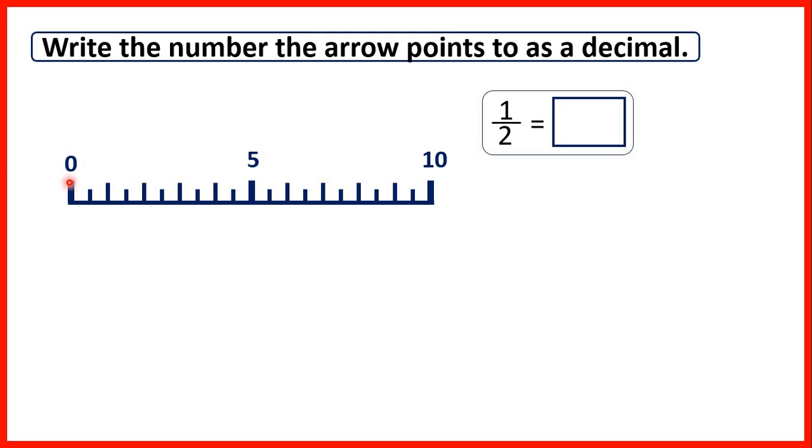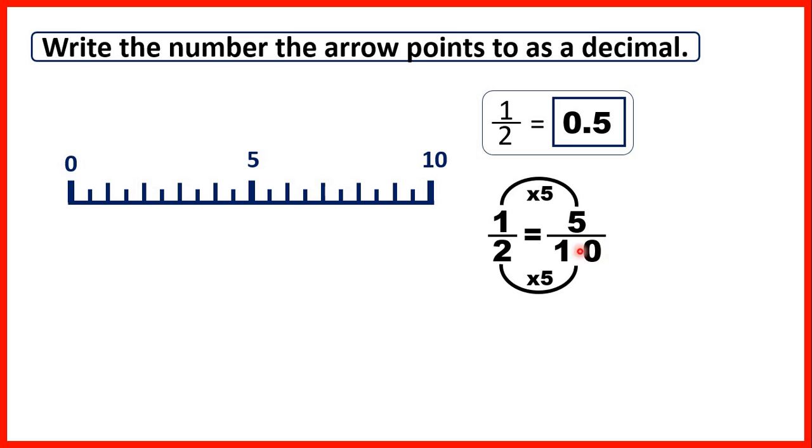Now if we look at this number line, we have some longer lines and some shorter lines. Let's look at the longer lines first. To get from 0 to 5, we have 5 longer lines. Notice 0, 1, 2, 3, 4, 5. So these longer lines must represent whole numbers, and that means the shorter lines must be halves because they're halfway between the longer lines. So 1/2 as a decimal is 0.5 because that's the same as 5/10.